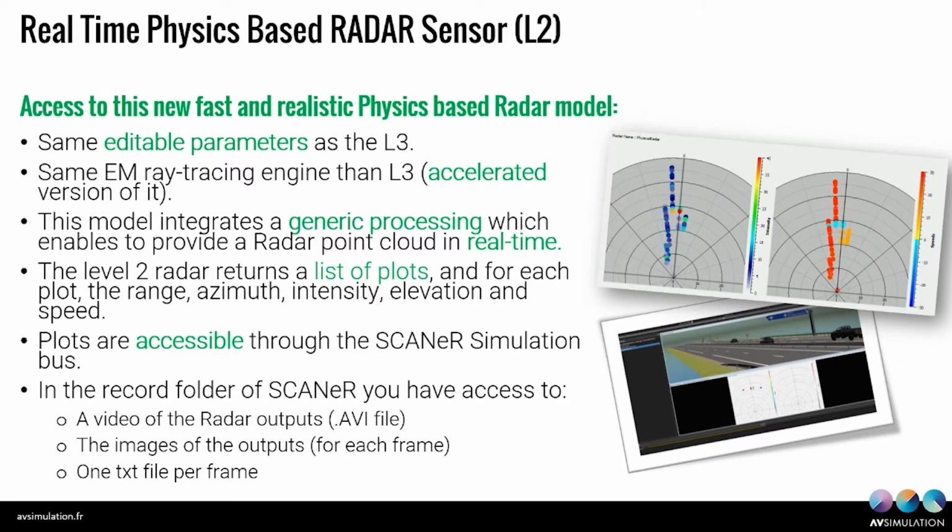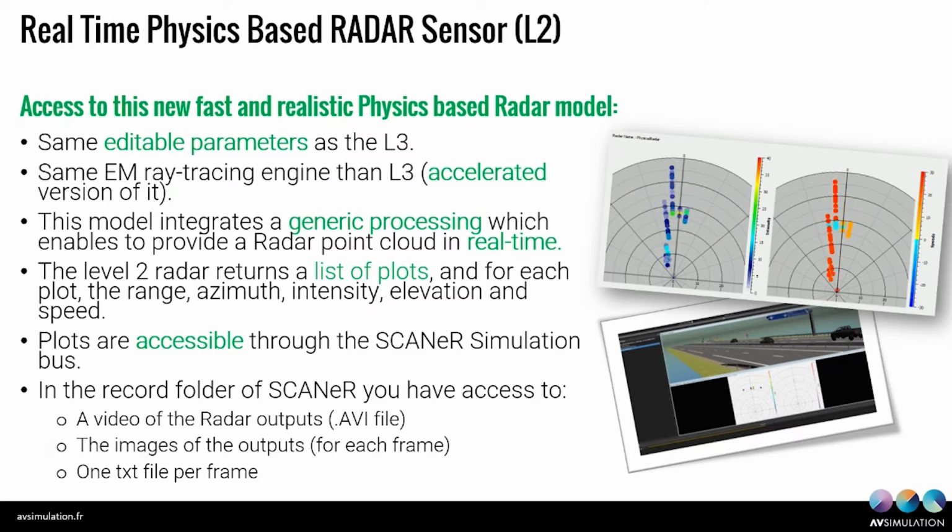Also, one difference is that all these plots, so the different information about the plots, the intensity, elevation, etc., will be accessible through the SCANeR API, because they are in the simulation bus of SCANeR Studio. After that, you can use these outputs, this list of plots, to feed your ADAS system, for example. And a little bit like the level 3, you will have access to a video of the radar output. You will have one image per frame, and one text file that is just a recap of the different information about the list of plots.